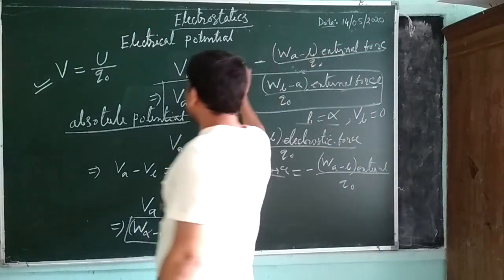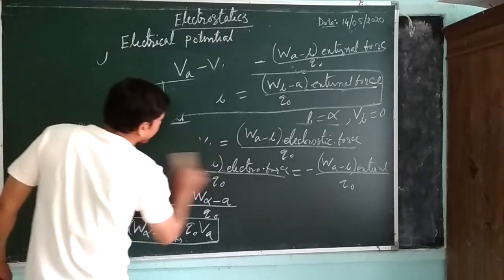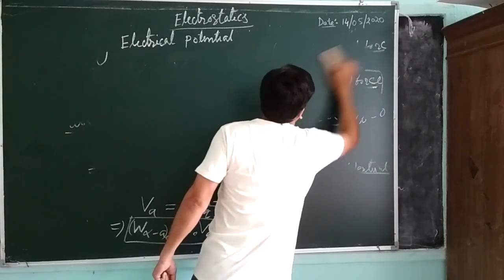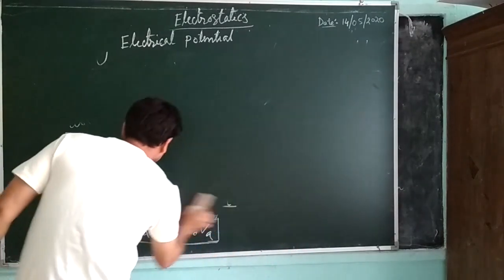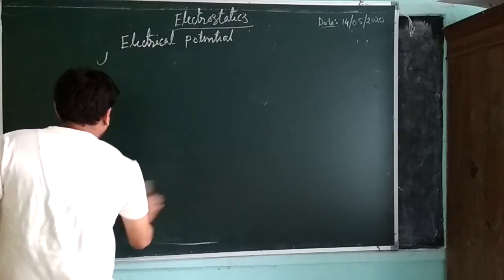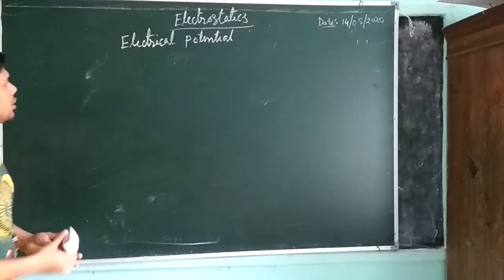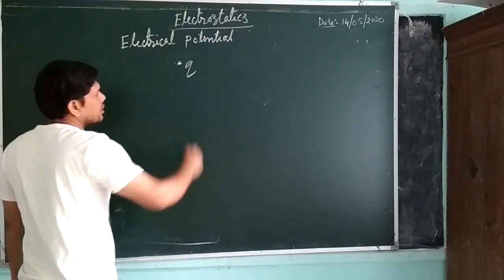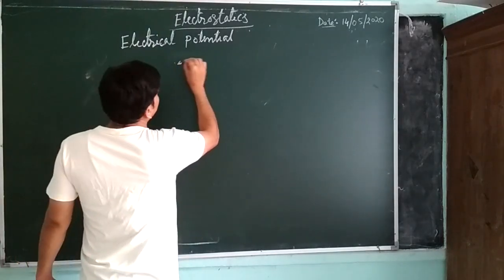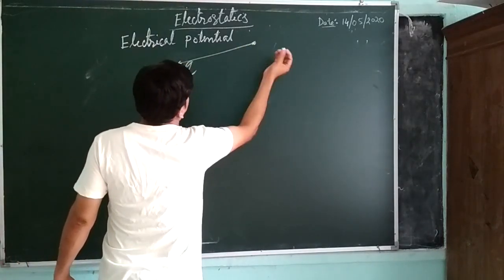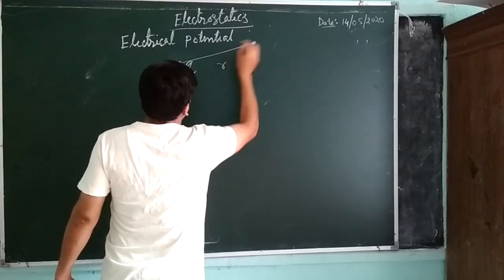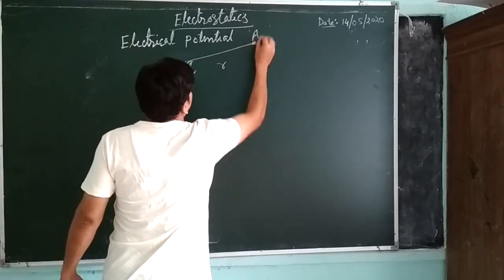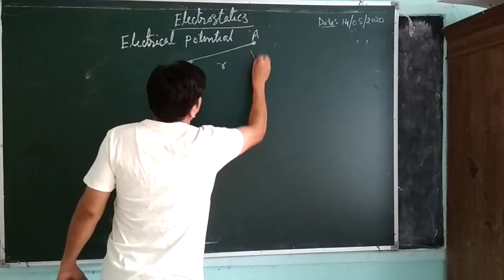Now next we have to find the electric potential at a point due to a point charge. Suppose we have a point charge Q placed at this point O. We have to find the electric potential at point A at a distance r. Let the electric potential due to this point charge at a distance r be denoted by V.